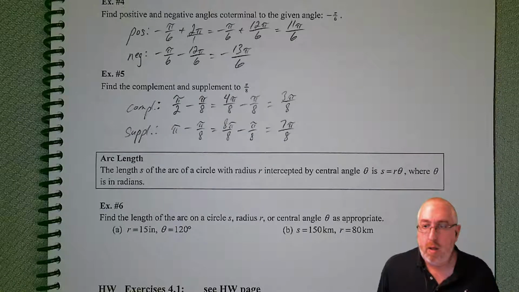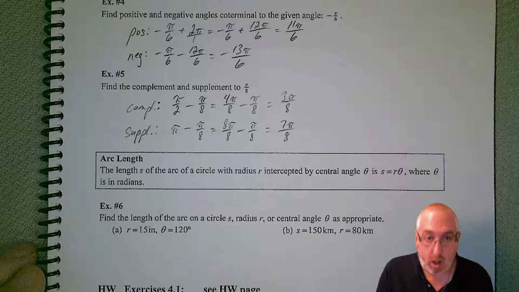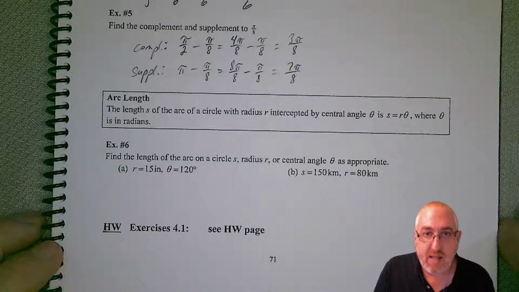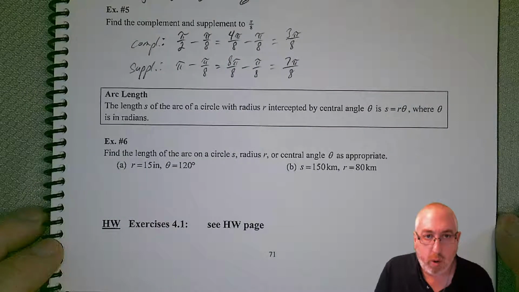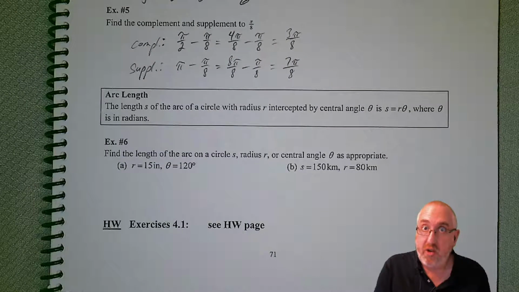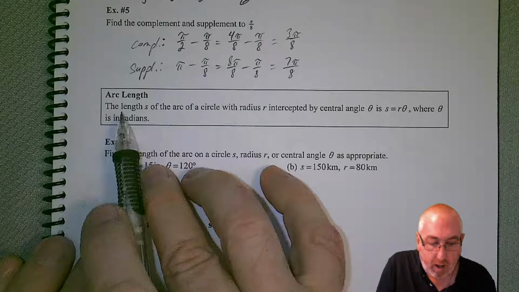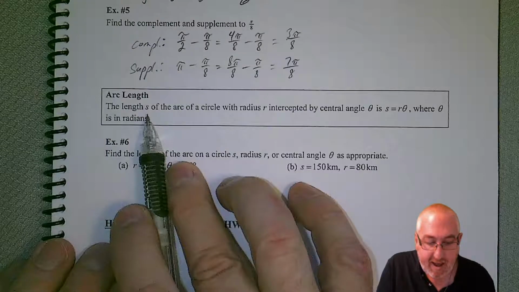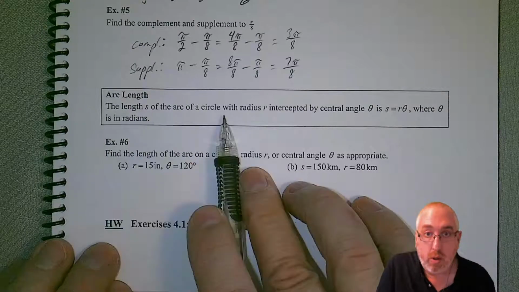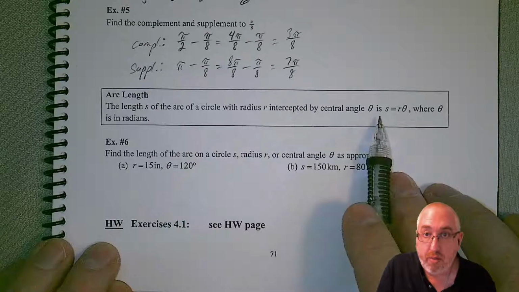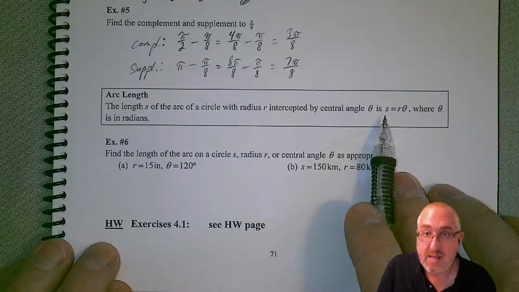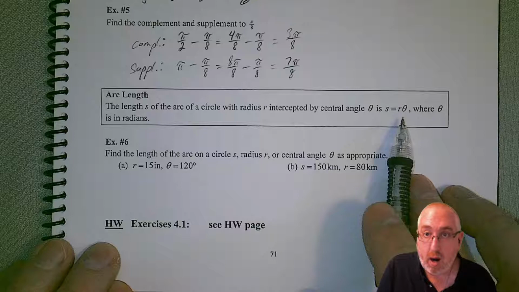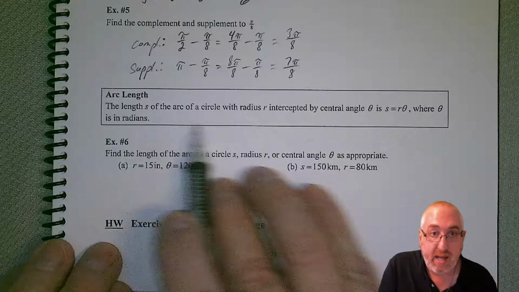Now, I know this video is getting a little long, but we are on the last part. Let's finish this off, right? Okay, this last application is pretty short, but it's kind of how the foundation of radians was defined. So, arc length. The length S of the arc of a circle with radius r intercepted by central angle theta is S equals r theta, where theta is in radians.